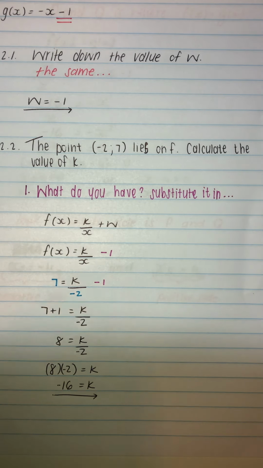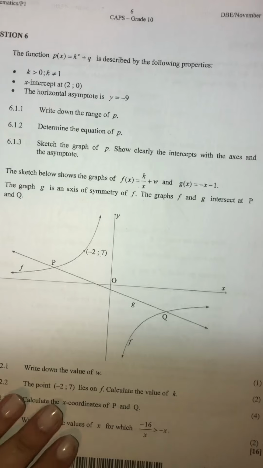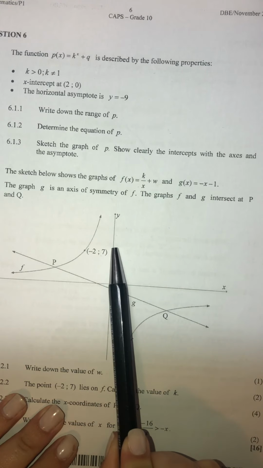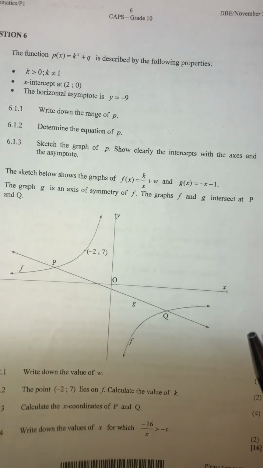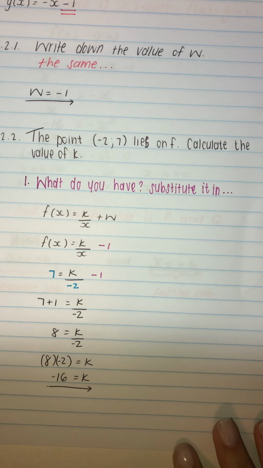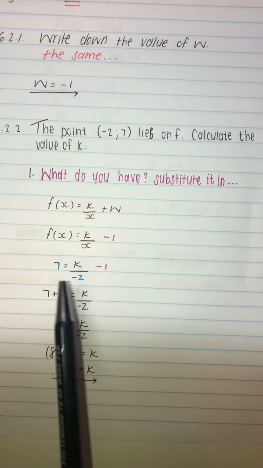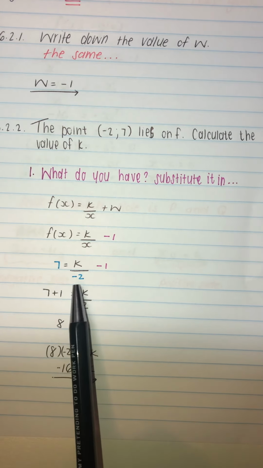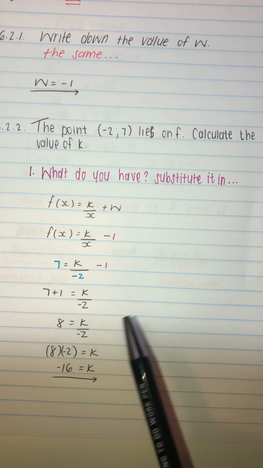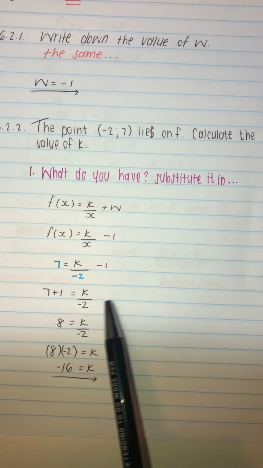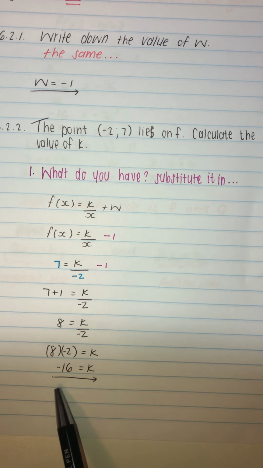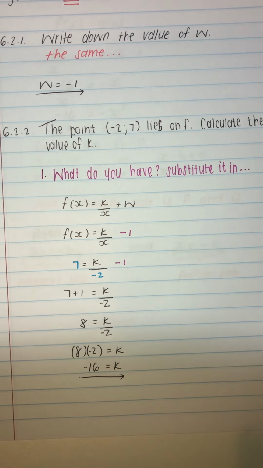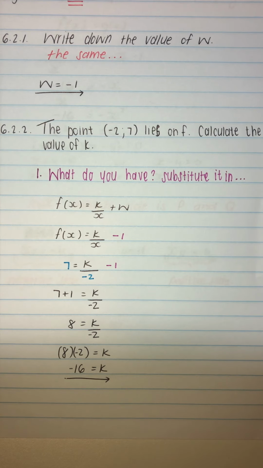Do you remember this one they talked about? We're going to use that one to substitute in to find k. So I'm going to put in 7 as my y and negative 2 as my x. And when I work it all out, I'm going to get negative 16 as k. And please remember your arrow to show this is your final answer.